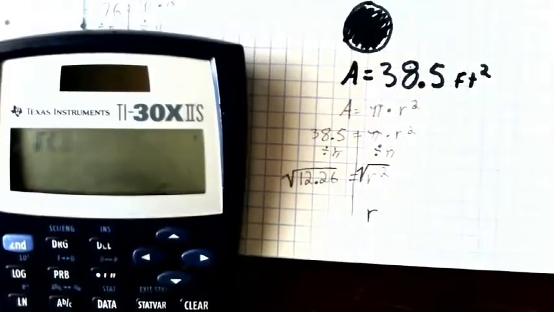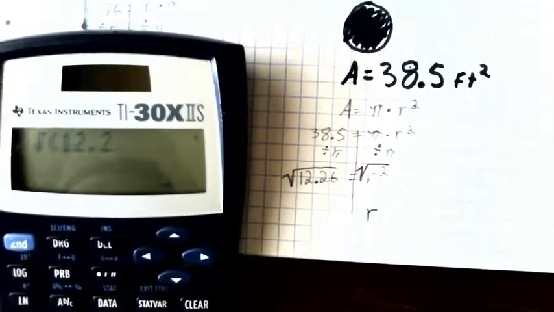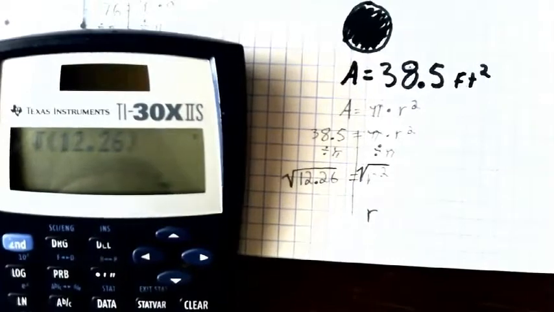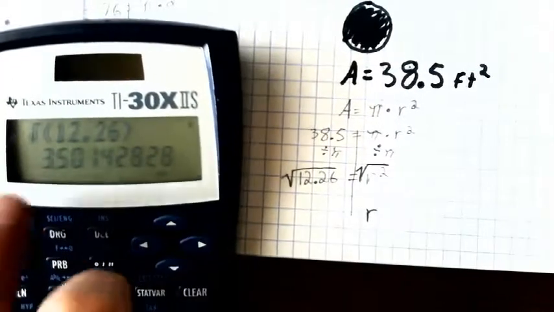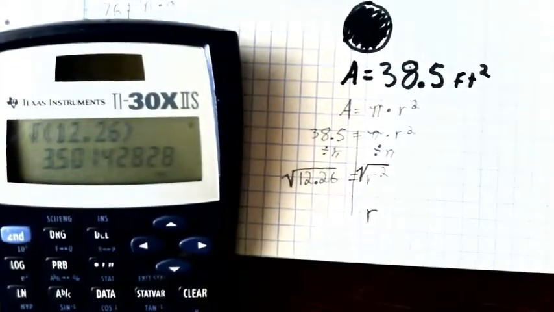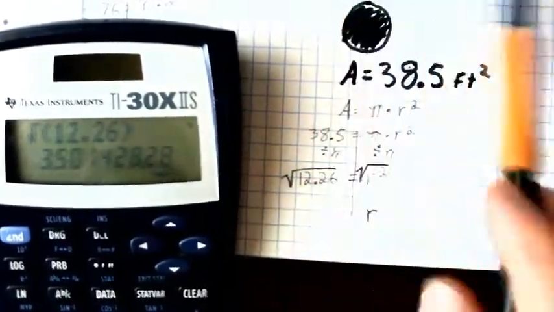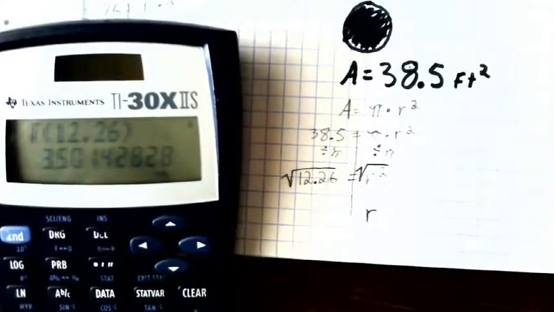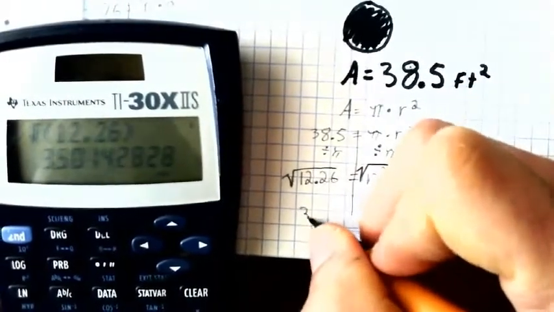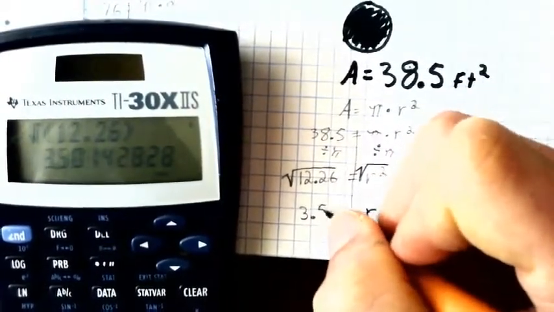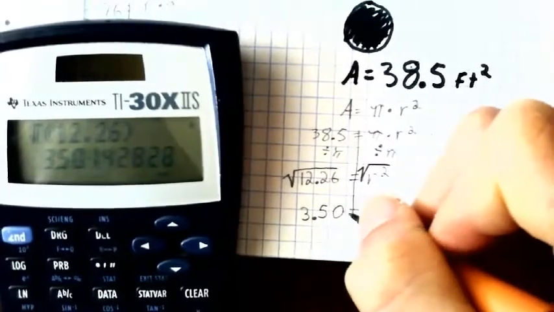Square root of 12.26. And it gives me 3.501 and so on. But I don't want to have all that. It says round to the nearest hundredth up there, so that's what I'm going to do. So I get my answer to be 3.50 is equal to my radius.